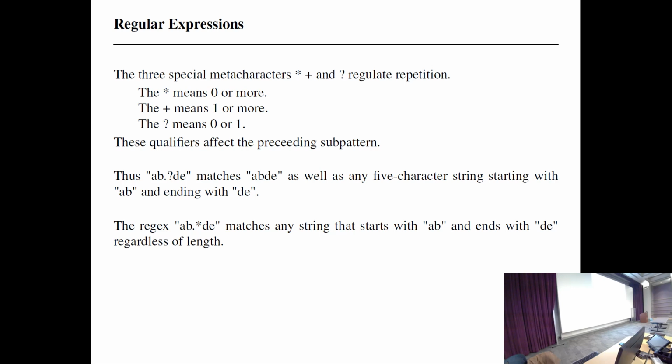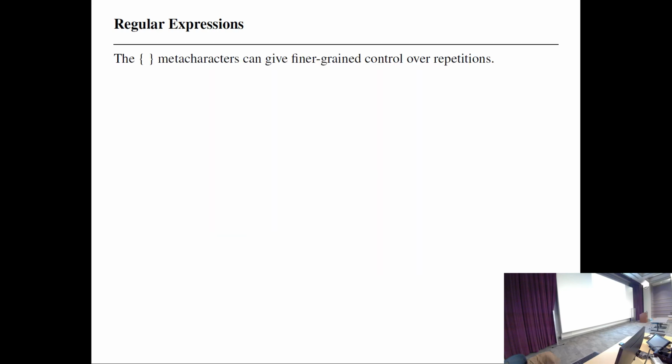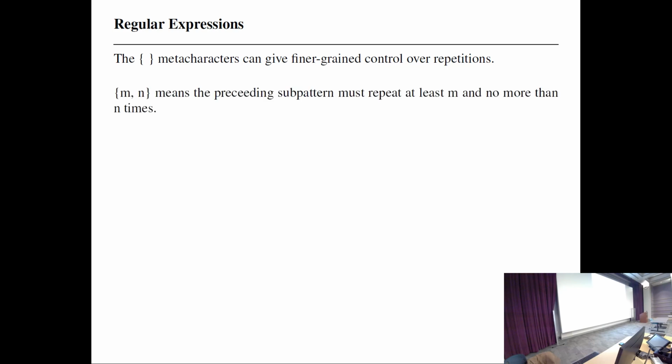Now, if you want to regulate how many repetitions you allow, in other words, here, this is fairly coarse, 0 or more, 1 or more, 0 or 1. What if you want exactly 3 copies? Or between 3 and 17 copies? Well, there's a metacharacter for that. Those are the curly bracket metacharacters. When I see a curly bracket m comma n, and these are integers, that means that the pattern right before me must be repeated at least m, but no more than n times.